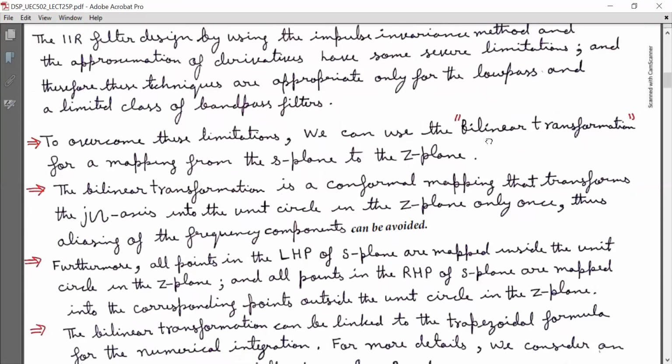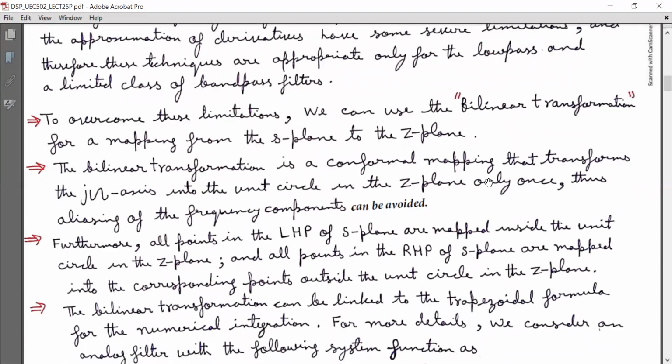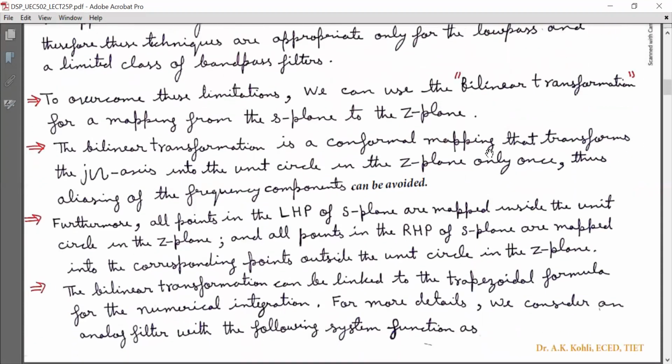The bilinear transformation is a conformal mapping that transforms the j omega axis. Here it is capital omega, that is angular frequency in continuous time domain. The j omega axis is mapped into the unit circle in the Z plane only once. Thus, aliasing of the frequency components can be avoided. So actually we are transforming from S plane to Z plane.